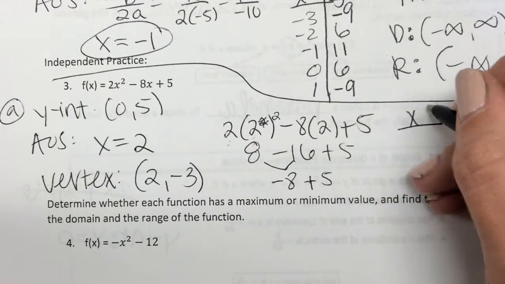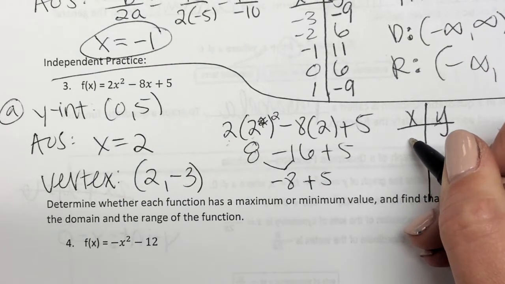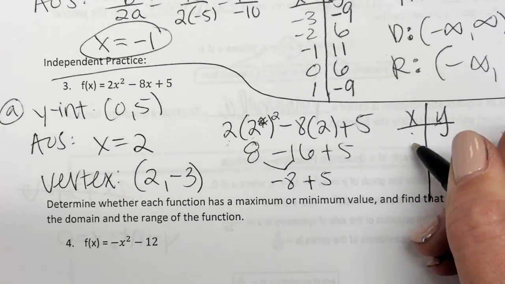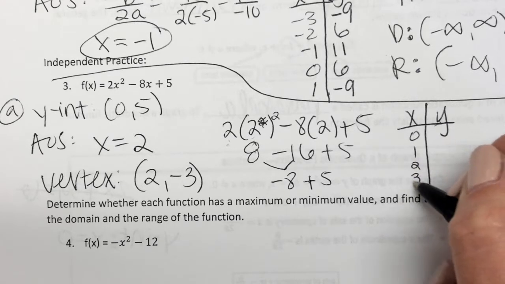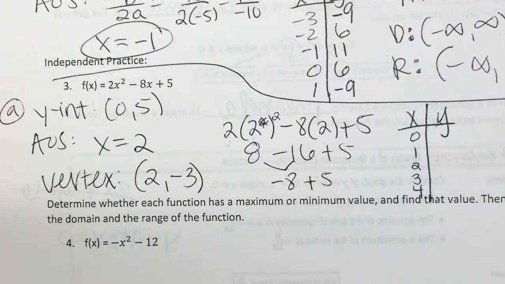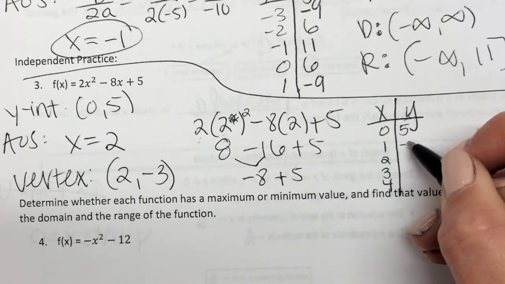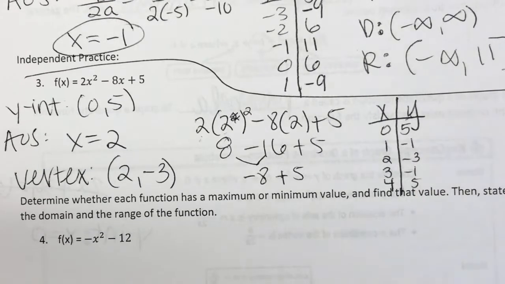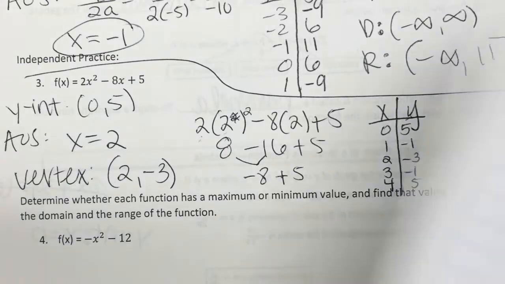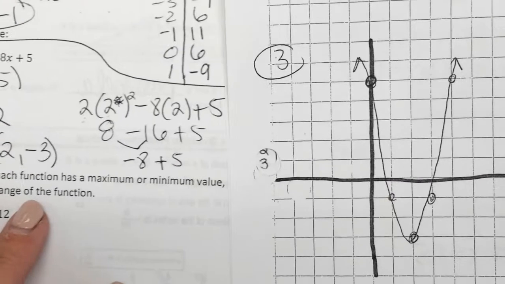Alright, Amy, tell me the x values you use, starting with the first one. 0, 1, 2, 3, 4. Good. Alright, tell me all the y values, William, starting with the top one. 5, -1, -3, -1, 5. Everybody agree? Okay, so here's what your graph should look like. Everybody's look like this.